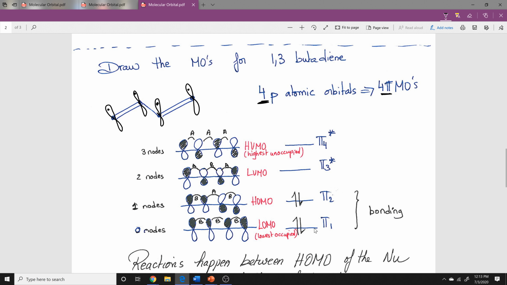So whatever I'm showing here, pi 1, pi 2, pi 3, and pi 4, this is the molecular orbital diagram in here. Now, the molecular orbital diagram is not complete unless you fill it with electrons.